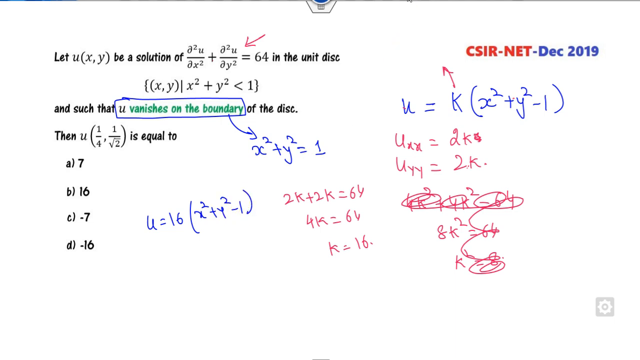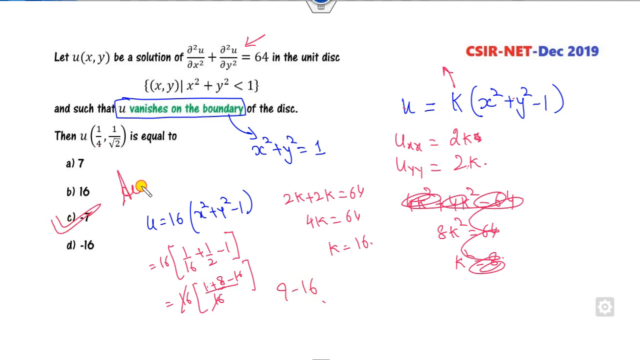Fine, now you can substitute this value. What is the answer of this? 1 by 16, 1 by 2 minus 1. So 16 is the LCM, 1 plus 8 minus 16. So it's 9 minus 16, so minus 7 is the right answer. Just look at the wording there: it vanishes on the boundary, it means this must be the root of this equation.